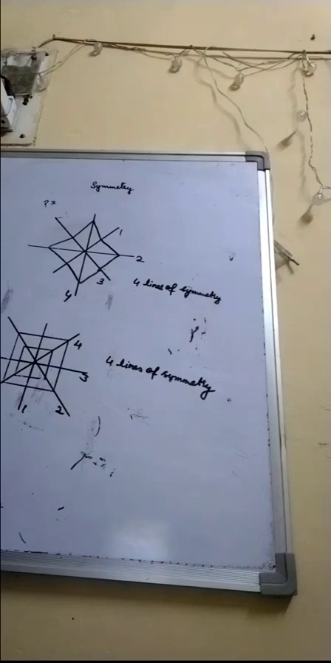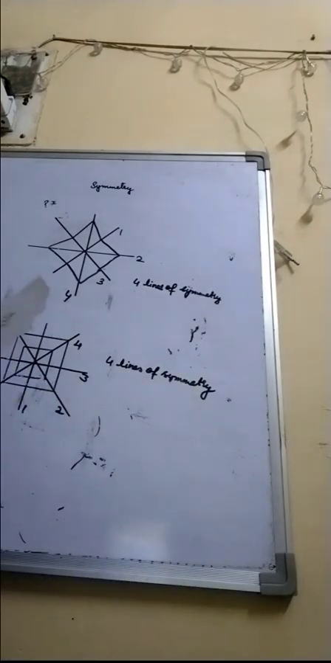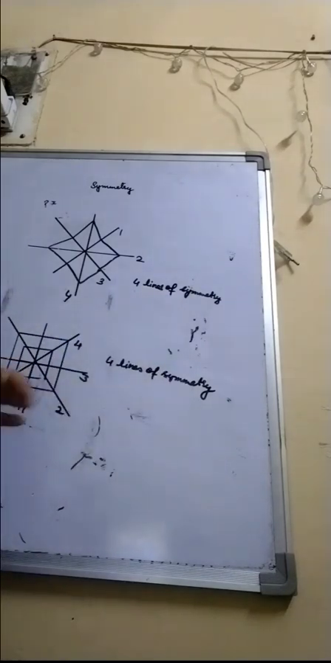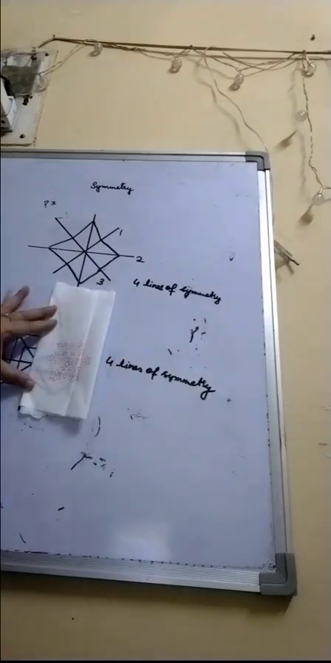Now next is question number 8. Find the lines of symmetry for the column. Basically you have to trace the column. Here I have traced it already on butter paper or trace paper, you can take. Now you have to find the lines of symmetry here.